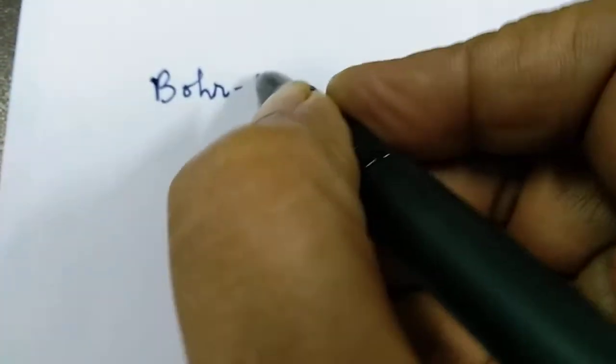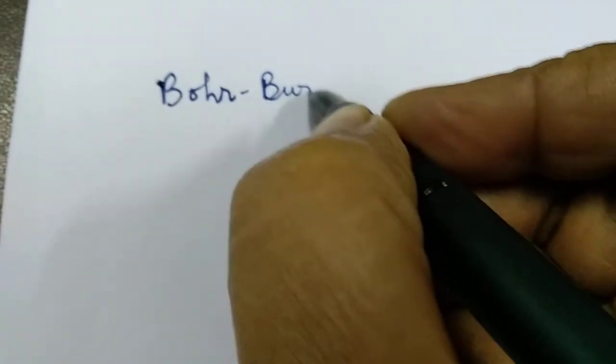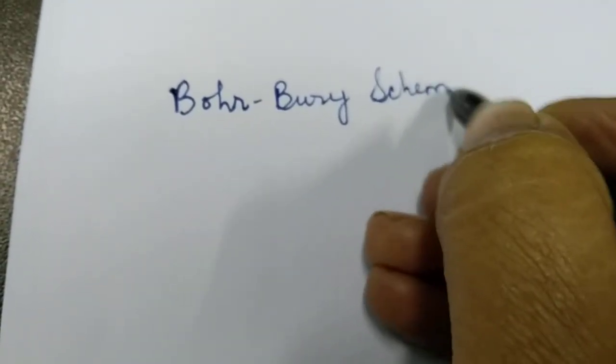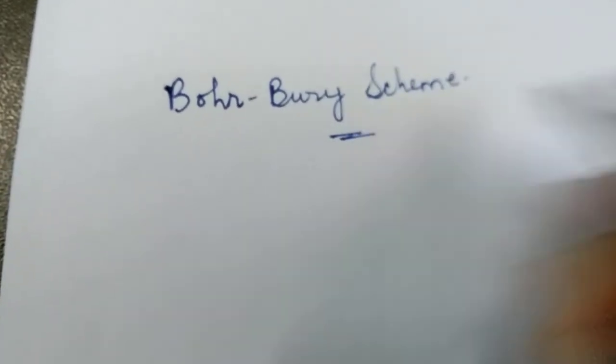So, the distribution of electrons in the various energy shells of an atom is governed by a scheme which is called the Bohr-Bury scheme. This is the scheme, Bohr-Bury scheme.